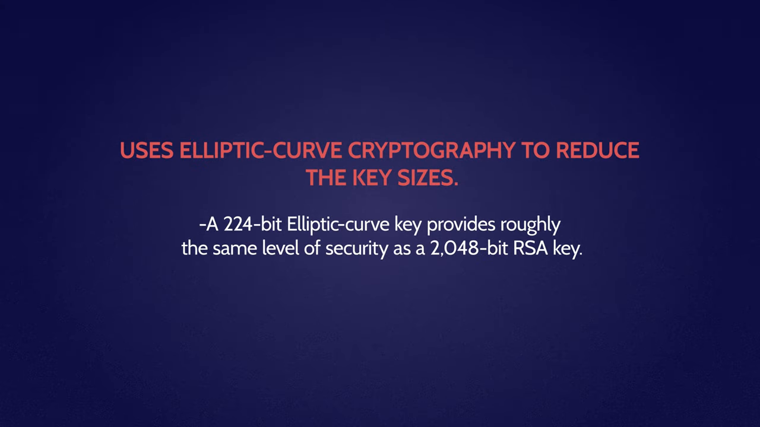Elliptic curve Diffie-Hellman uses the structure of elliptic curves to reduce the size of the keys while still providing the equivalent level of security as non-elliptic curve cryptography. To give you a rough idea of how dramatic the difference is, a 224-bit elliptic curve key size can provide the same level of security as a 2048-bit RSA key.